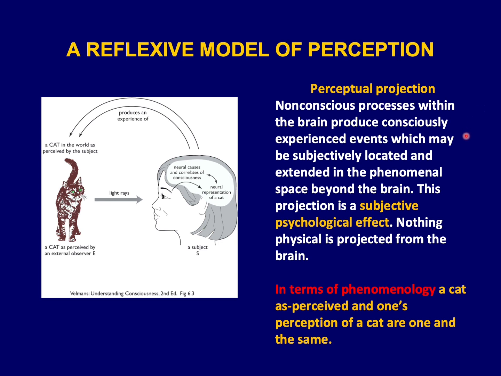And then you can study that phenomena in lots of different ways. And within psychology, there's a large literature, for example, dealing with the nature of space perception and how space perception also has disorders which can break down in many different ways. But for the moment, we don't need to go there. And I simply want to stress that in terms of phenomenology, a cat is perceived and one's perception of the cat are one and the same.